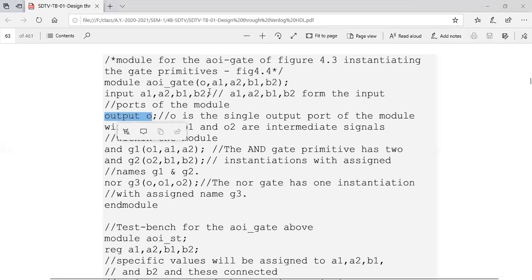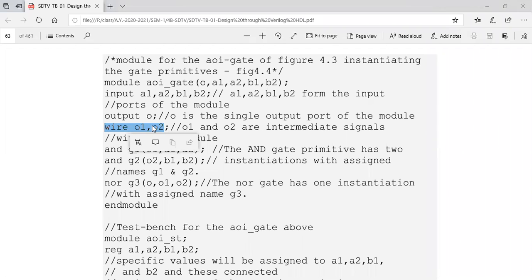You can see every line has a semicolon here. Semicolon here. And we are mentioning what the inputs are now. And now we are assigning the outputs.